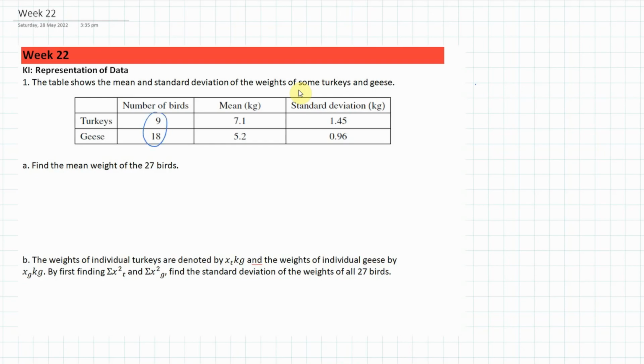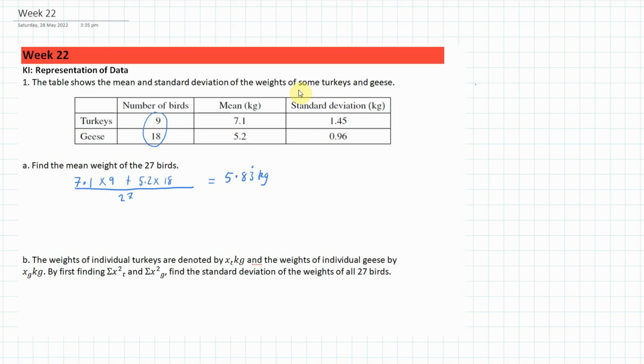So to find the mean, you're going to take the mean of the turkeys and multiply them by how many you've got. So there's 9 turkeys, and that gives you the total weight of the turkeys. Then you're going to add to this the mean weight of the geese, multiplied by the number of geese that you have. That will give you the total weight of the geese. And then you're going to divide that by 27. And so this should give you the mean weight of all of the birds, and I got 5.83 recurring kilograms.